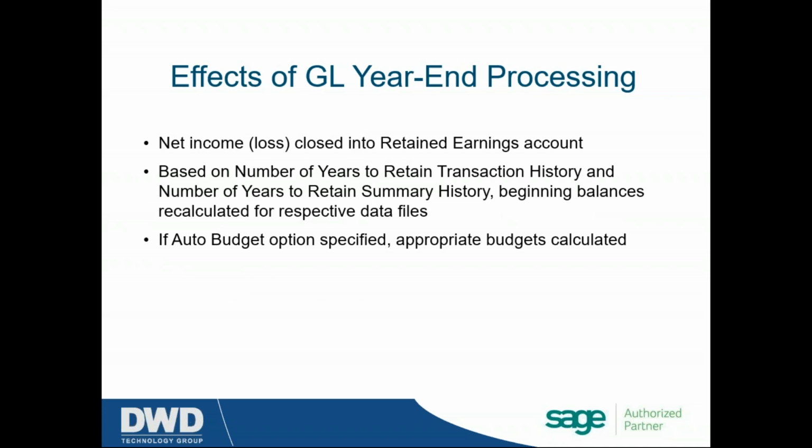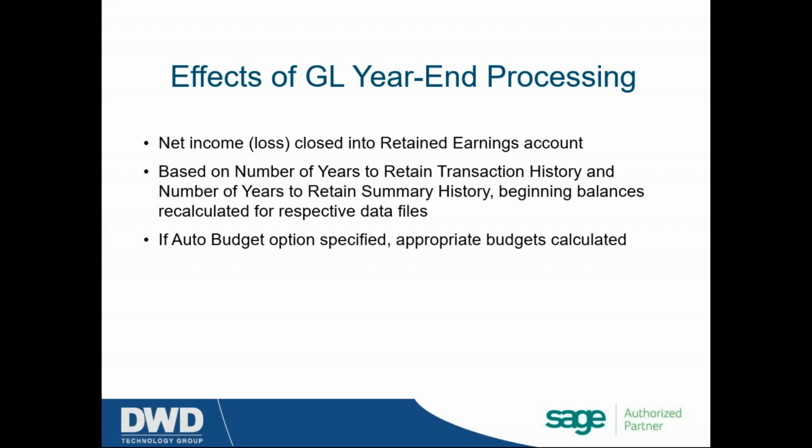What happens when you do your general ledger year-end processing? Your net income or loss is closed into the retained earnings. And general ledger has years to retain history, summary history, beginning balances, all those kinds of things like we saw in the other modules. Since those are years, they have a maximum of 99. So depending on what you have set in your year-end processing, that data will start getting purged as well.